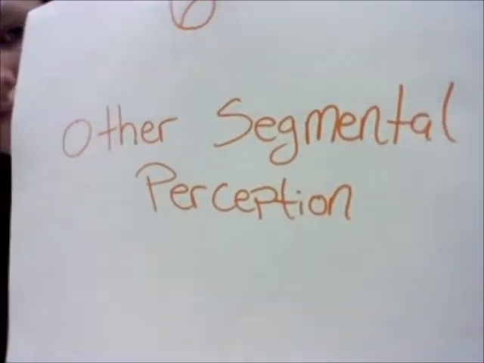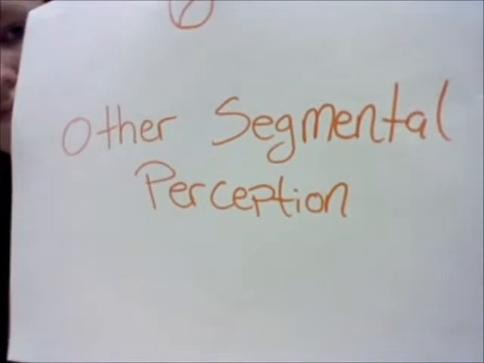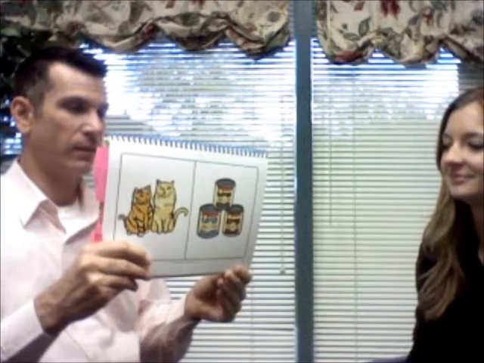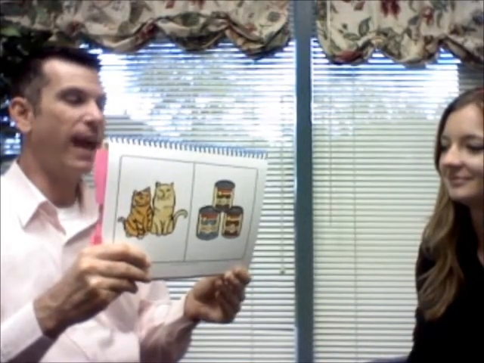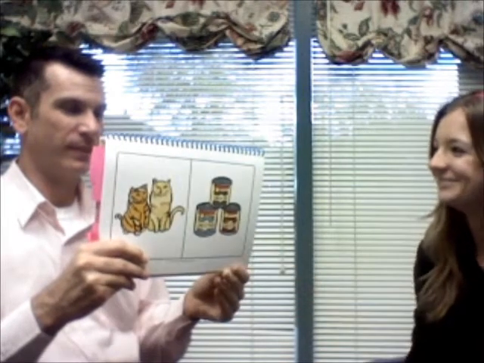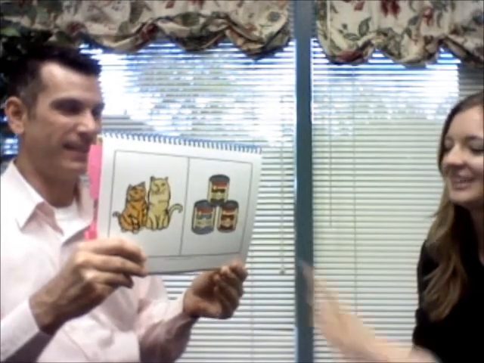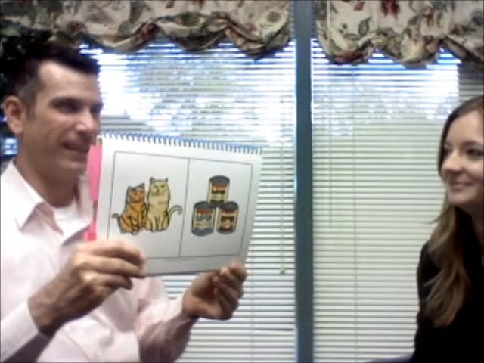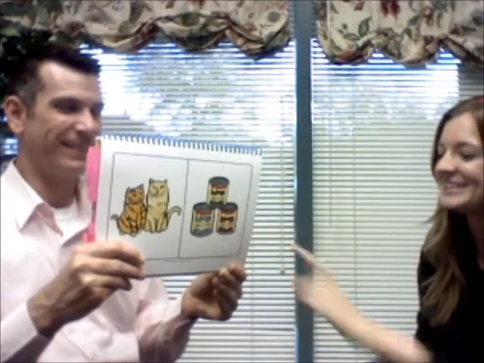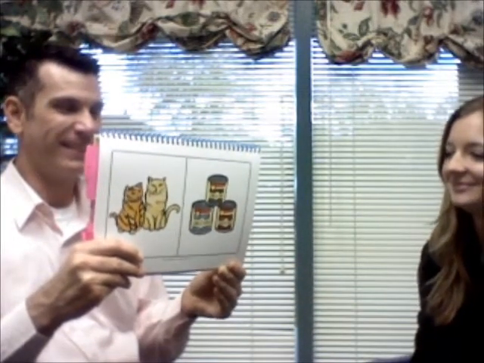Our example is Task 1, Different Blends. Cats, cans, cans, cats.